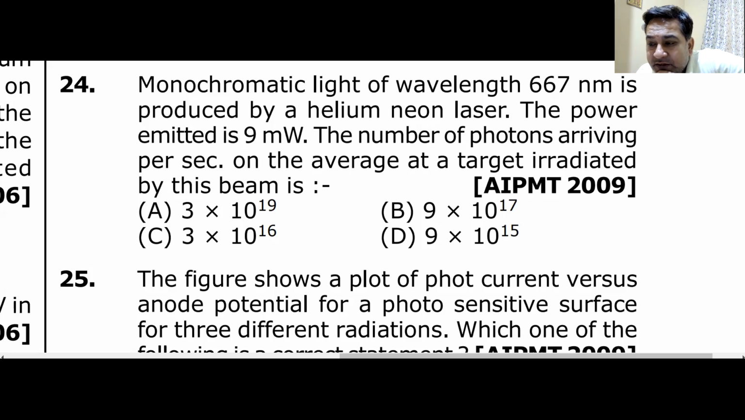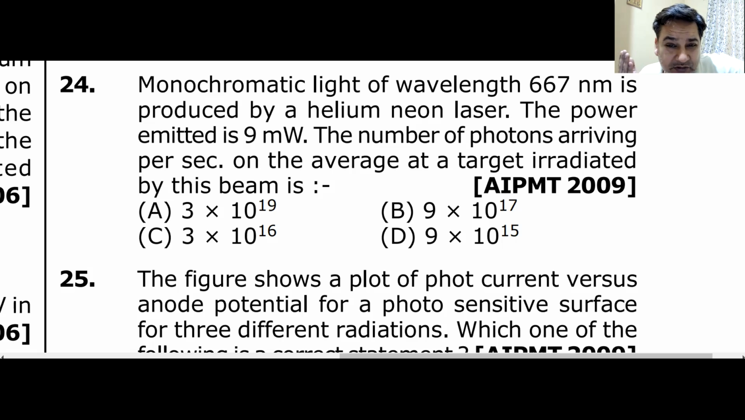Monochromatic light of a given wavelength is produced by a helium neon laser. The power emitted is 9 milliwatt, I guess. It cannot be micro because micro is written by mu, so it should be milli. The number of photons arriving per second on the average at a target irradiated by this beam is how much? I'm waiting for your answers, my dear friends.